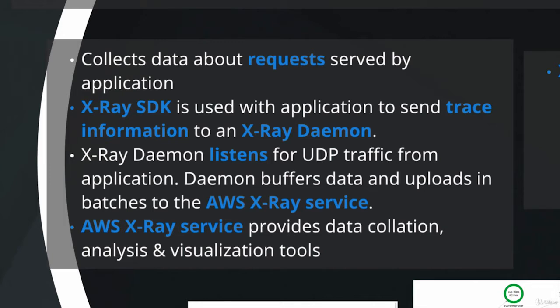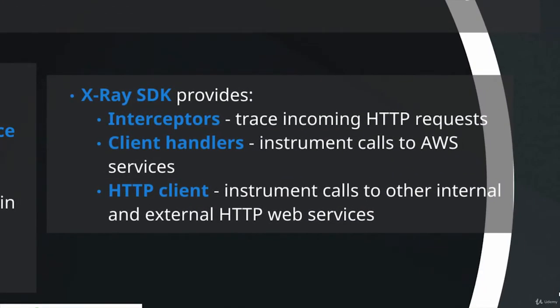So the X-Ray daemon will listen for UDP traffic from your application. It will buffer that data, and then in batches, it will upload it to the AWS X-Ray service. And then the AWS X-Ray service will provide data collation, analysis, and visualization tools that you can access through the AWS Management Console.